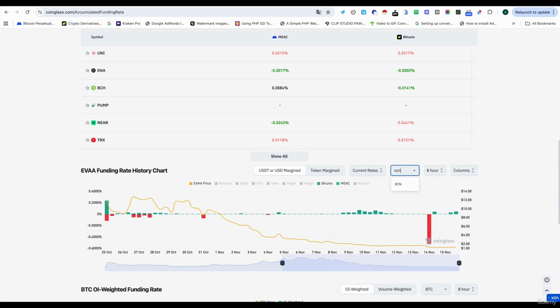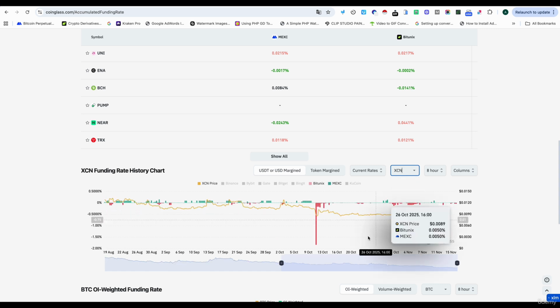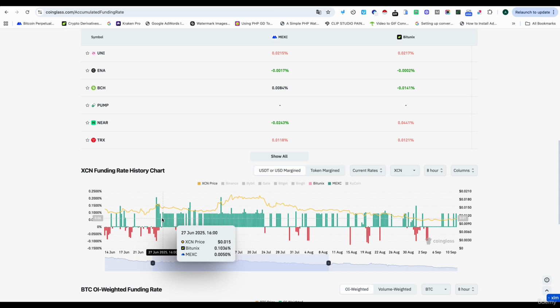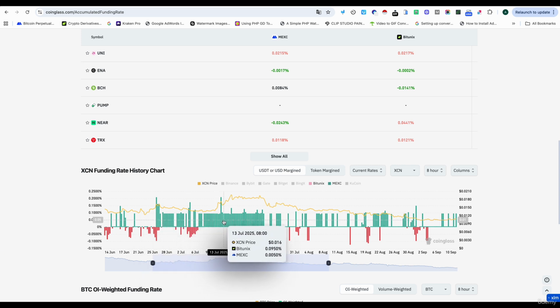Let's look at one of my favorite examples. If you check the funding rate history for XCN, you'll notice something very special. From the 26th of June to the 23rd of July, the net funding rate stays around 0.09%. And here's the most important part. XCN is a coin that settles every 4 hours, not every 8 hours like most other coins. That means we don't get 3 cycles per day. We get 6 cycles per day.